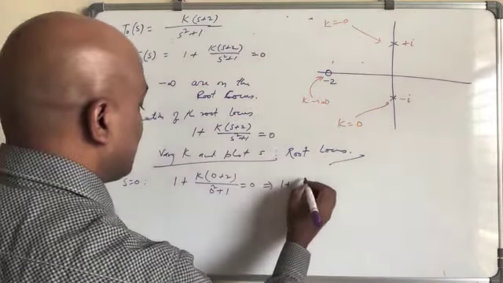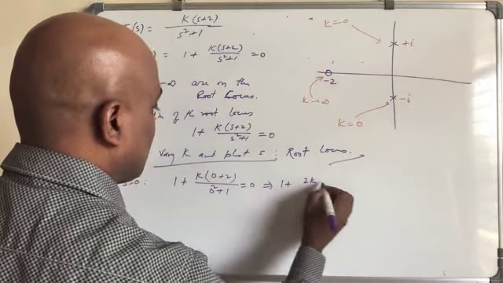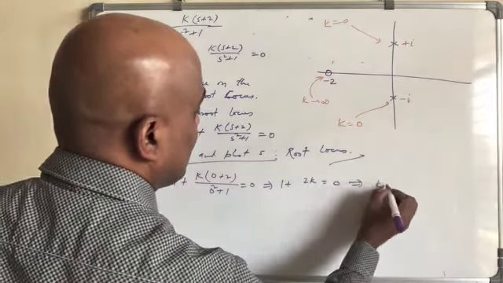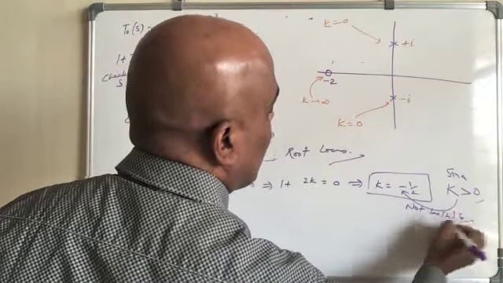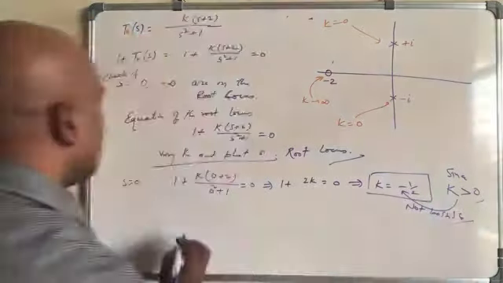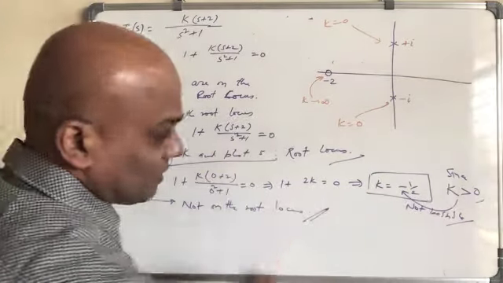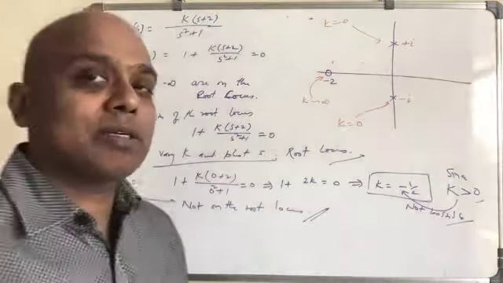So 1 plus 2k equal to 0, and hence we get k equal to minus 1 over 2. Right? But since k is greater than 0, this is not possible. Hence, s equal to 0 is not on the root locus. So whenever in doubt, if you made some mistake or for any reason you have a doubt, you can just check whether that point is on the root locus or not.